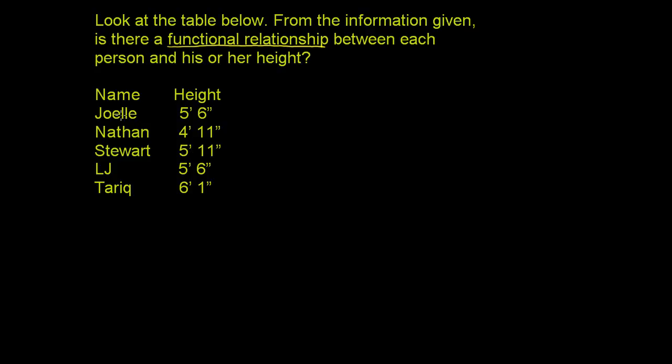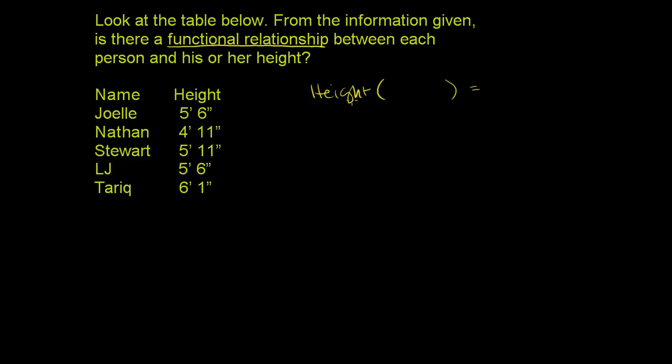So if this is a height function, so if you say height is a function, in order for this to be a functional relationship, no matter whose name you put inside of the height function, you need to only be able to get one value. If there were two values associated with one person's name, it would not be a functional relationship.